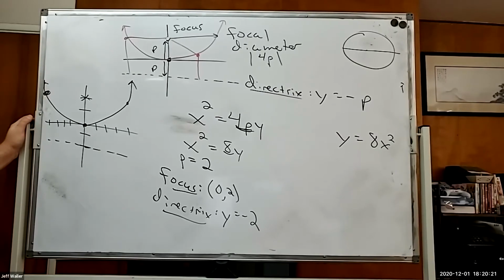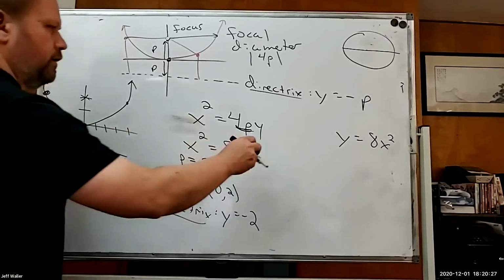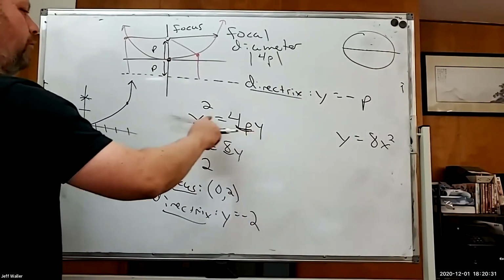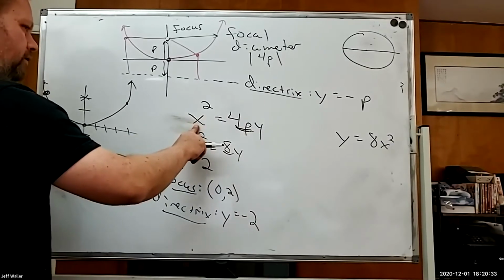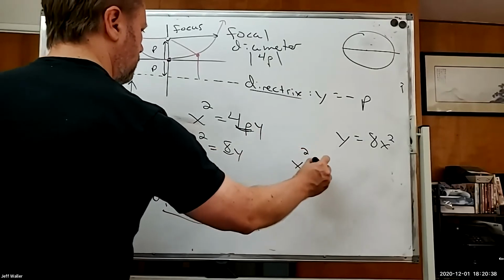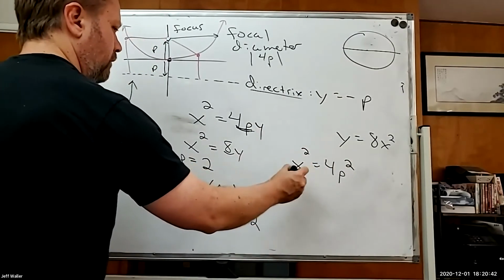Let me see. Is there a quick way I can show you that? Yeah. So watch this. What would x have to be if y was p? Wouldn't x have to be 2p?